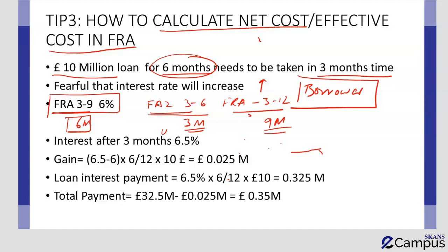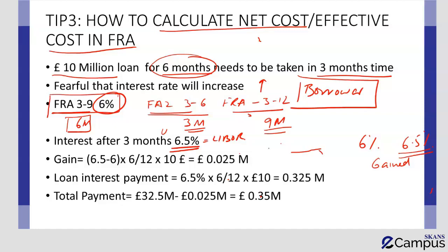Now I selected this and entered that agreement as a borrower, which means I've agreed that after 3 months I will take a loan of 10 million at an interest rate of 6% for 6 months. At the time of initiating the loan, the market interest rate, or we can say LIBOR, increased to 6.5%. So I have agreed to borrow at 6% and the market rate has shifted to 6.5%. That means I have gained. Why? Because if I had not entered this contract, I would have had to take a loan at 6.5%.